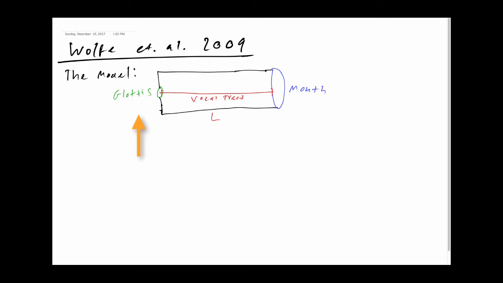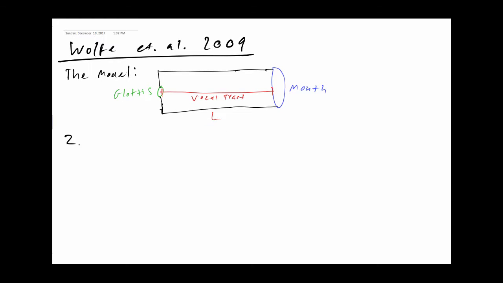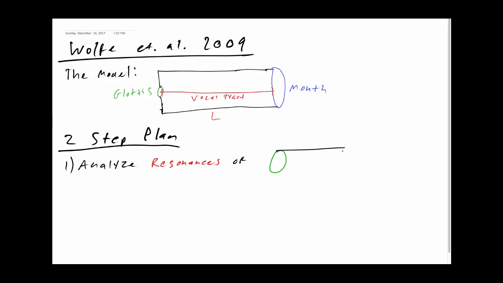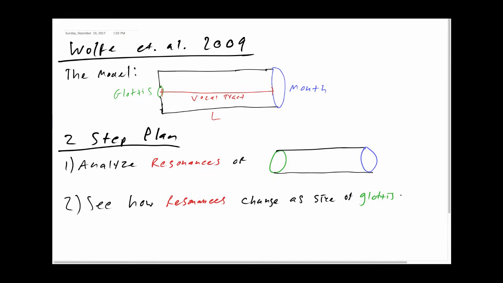Our model for the vocal tract is as follows. Sound is created at the glottis, represented by a small constrained region of the tube, and travels through the tube, representing the vocal tract, to the mouth, represented by a large open end of a tube. We have a two-step approach to solving for the resonances of this model. First, figure out the resonances of a simpler model that consists of a tube with two open ends. Then, we can analyze how these resonances change as we constrict one side of the tube to be small, like the glottis.